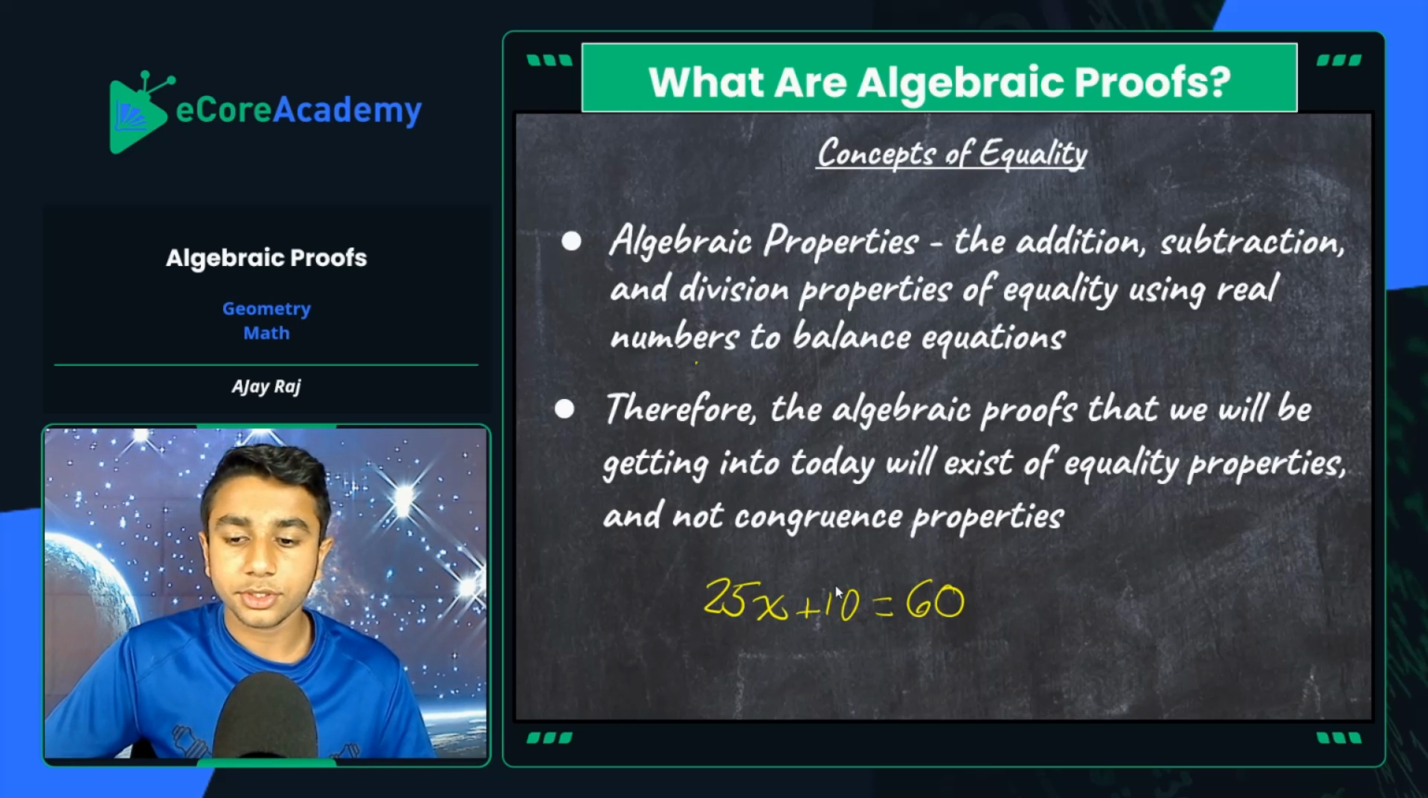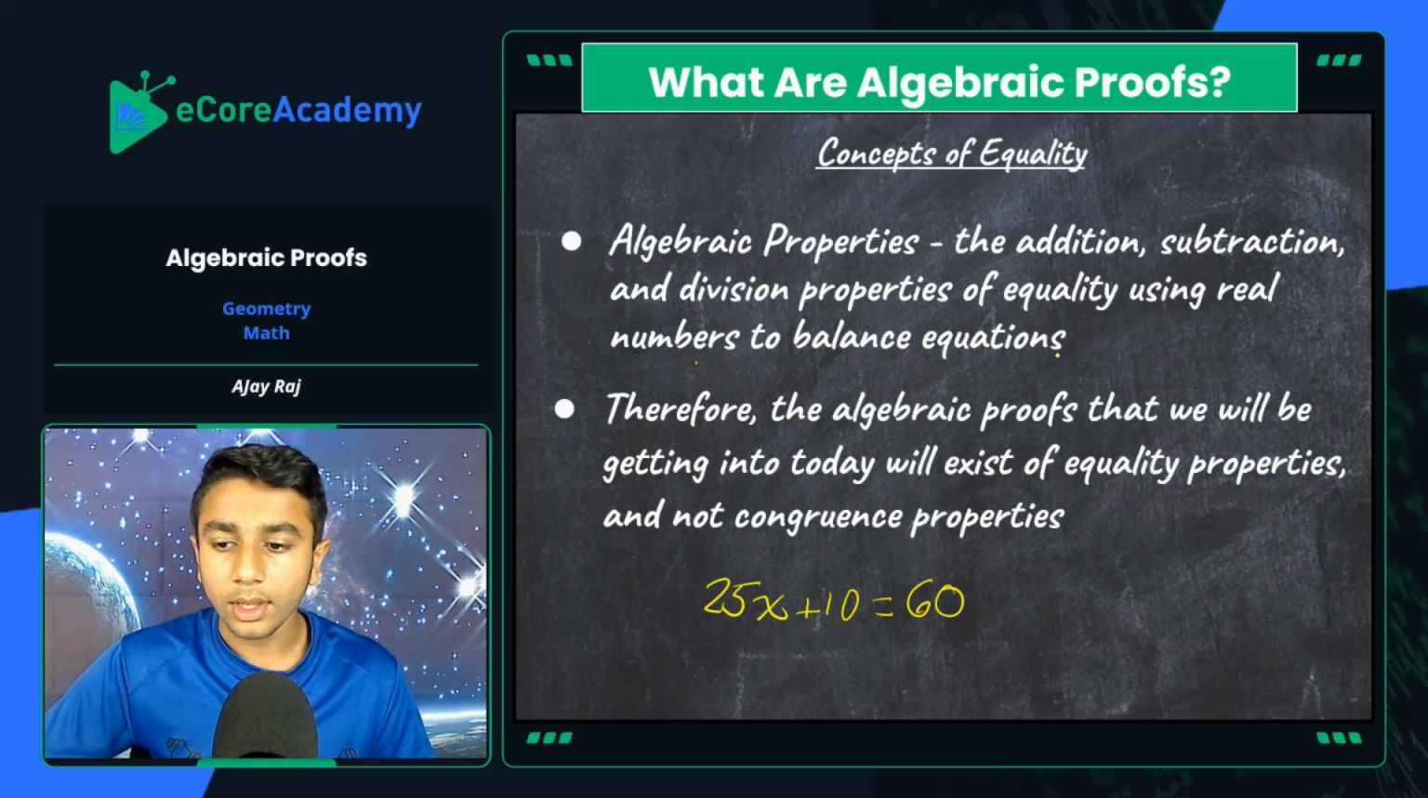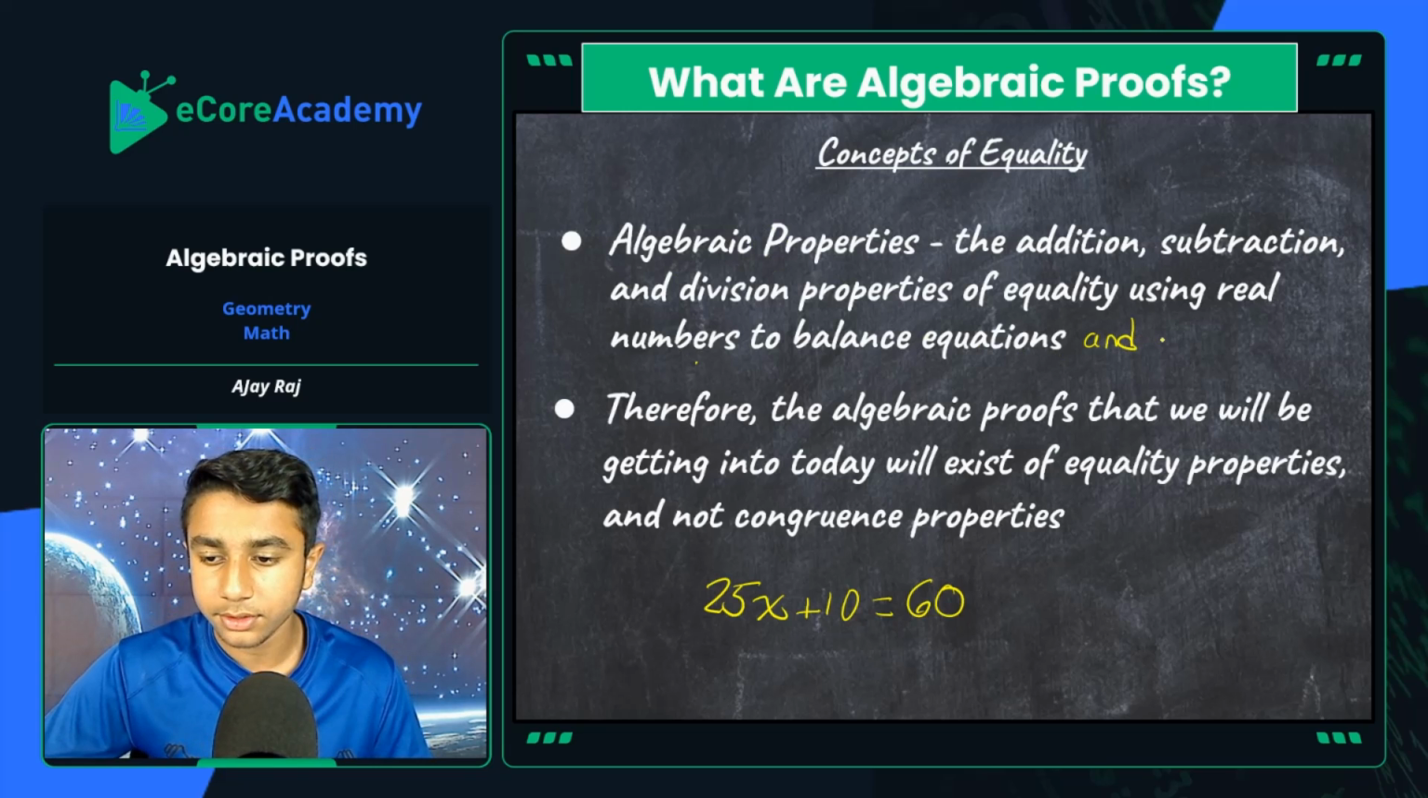but congruence has to do with figure properties, meaning figures being congruent or angles being congruent, those types of things. And I'm just going to write this down here, and I'll say and multiplication, so that you don't get confused.